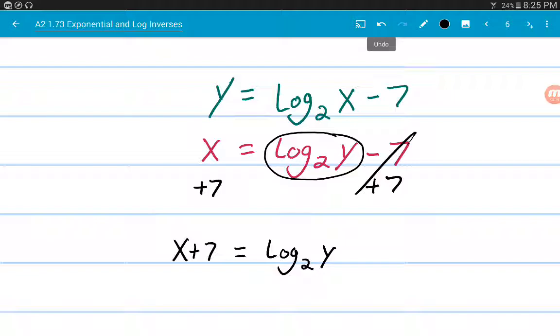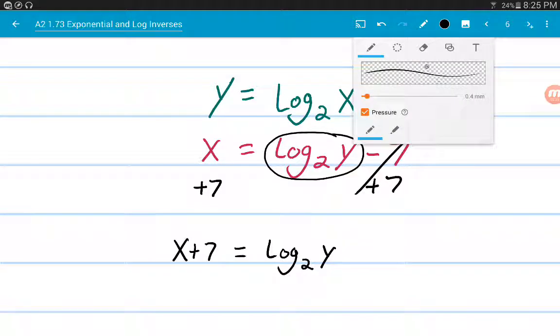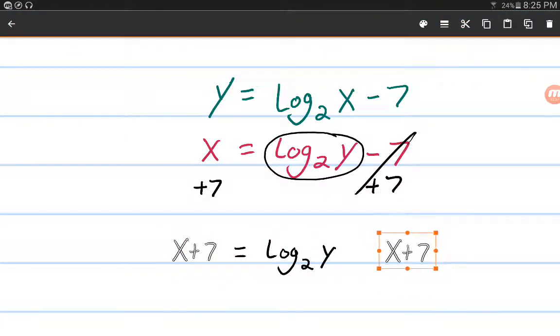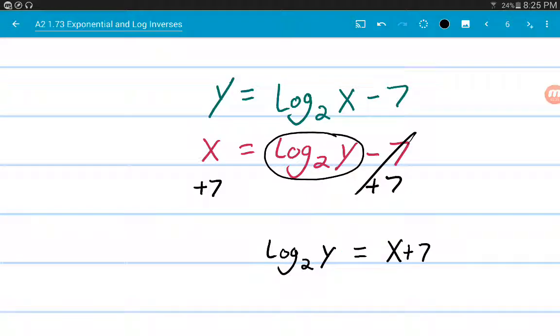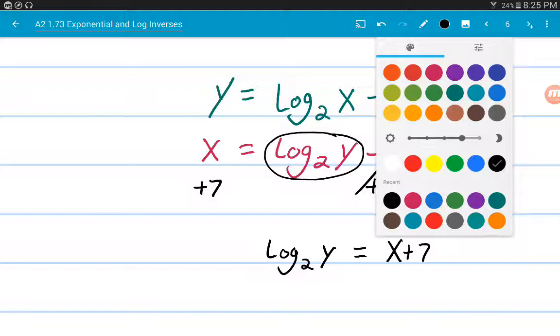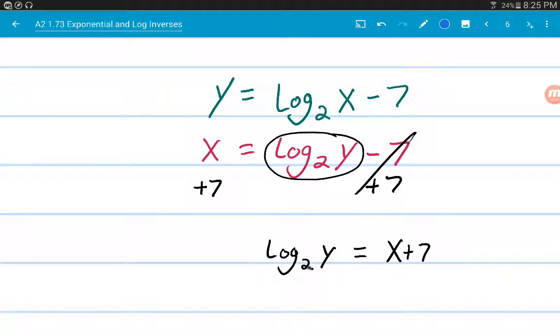I don't really like the log on the right. I like the log to be on the left. So here's what I'm going to do. I'm going to rewrite this. In my case, I can be cheap and use the tools. For you, you might have to erase, or you might just want to rewrite it and cross it out on the left. But I like to have the log on the left. Once the log is on the left, it becomes easy to do this, the swoop.